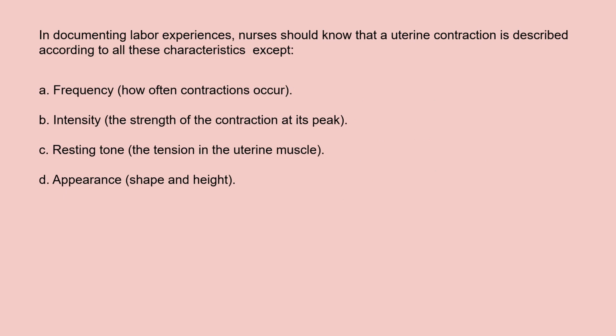In documenting labor experiences, nurses should know that a uterine contraction is described according to all these characteristics except: A. Frequency, how often contractions occur. B. Intensity, the strength of the contraction at its peak. C. Resting tone, the tension in the uterine muscle. D. Appearance, shape and height.